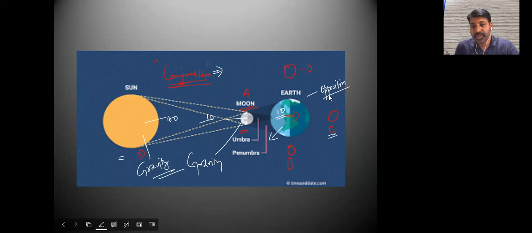Whereas here in the position of opposition, what happened? The Moon will pull something from the Earth due to its gravity. In the same way, the Sun will also attract something. Both get neutralized. They are working opposite to each other. So that is why it's called opposition. Am I clear? Conjunction and opposition.